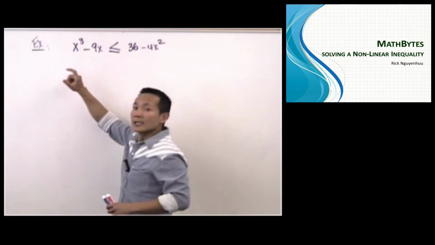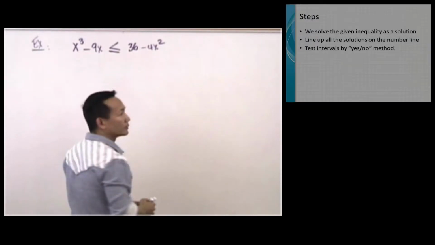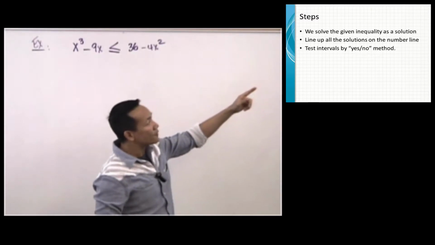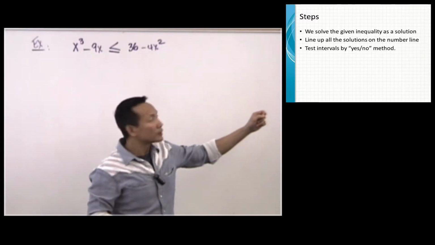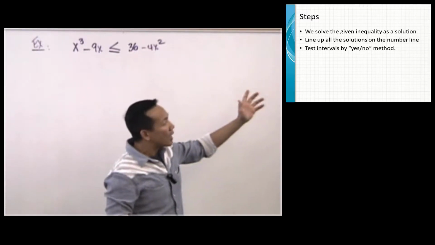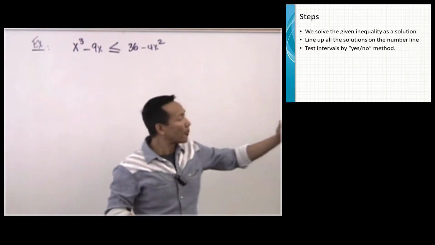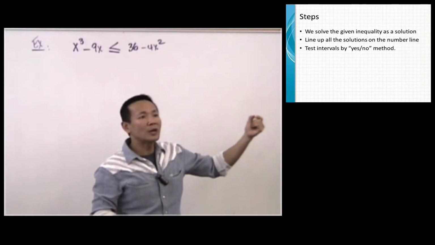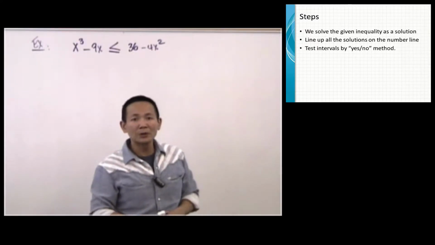Okay? If we want to work on this type of problem, remember we have to follow these steps. We solve the given inequality as an equation to get the solutions. And then we line up all the solutions on the number line. And then we test each interval on the number line by the yes-no method. I will show you how to do that.